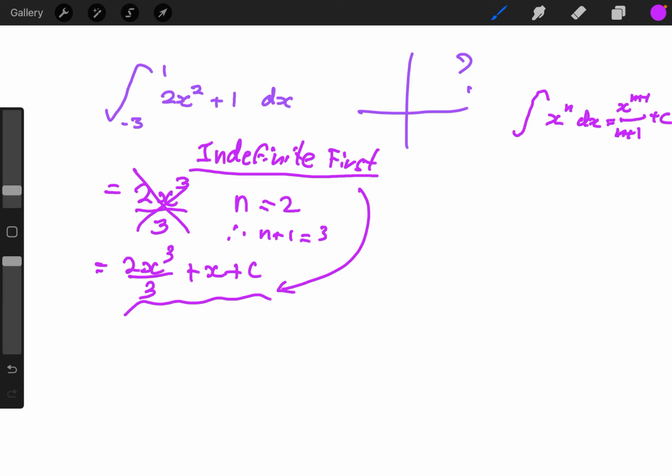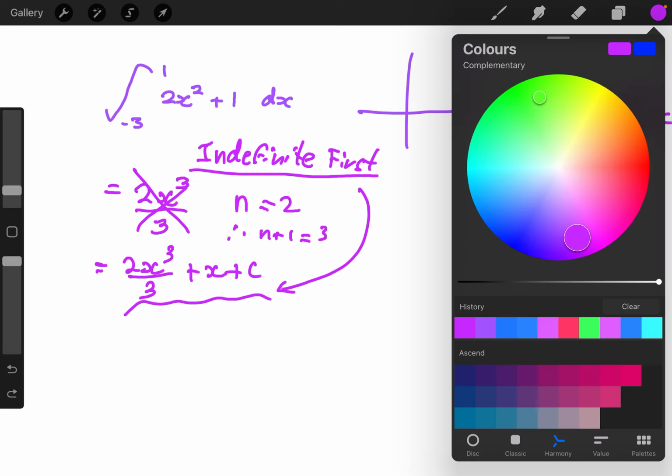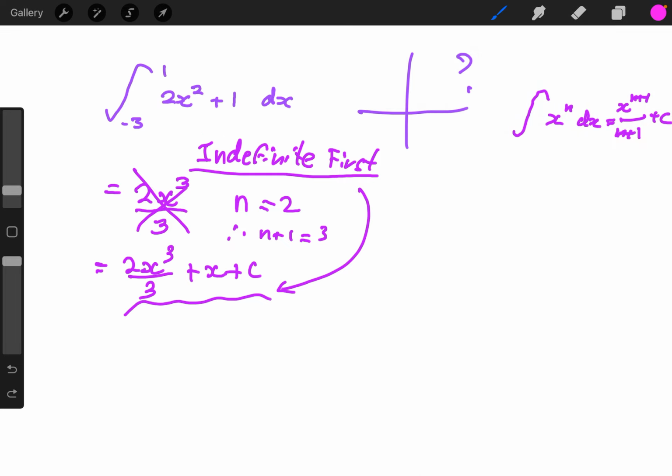This is the lovely function that gets us the area under this. So we want to find it between -3 and 1. All right, so we do the final minus start. So this is final. Final is the top, then start.